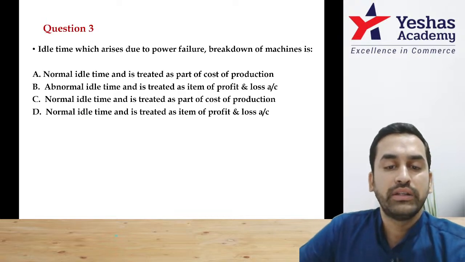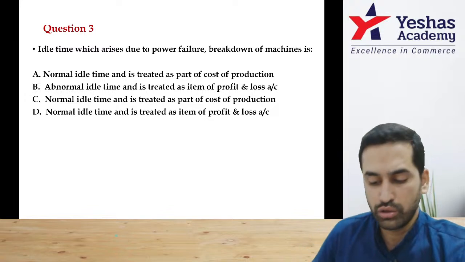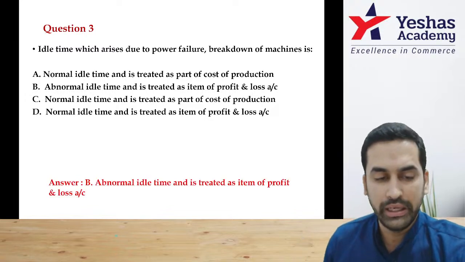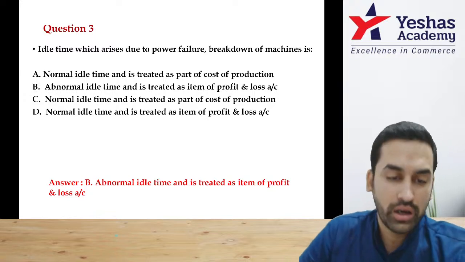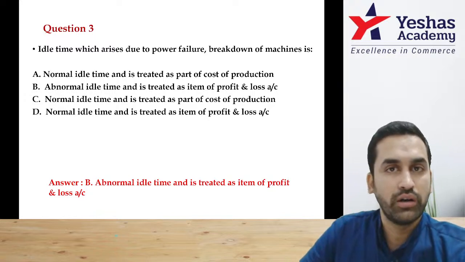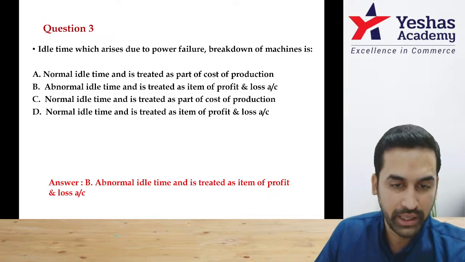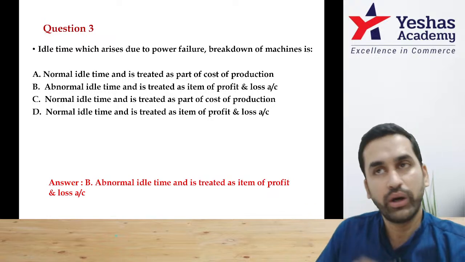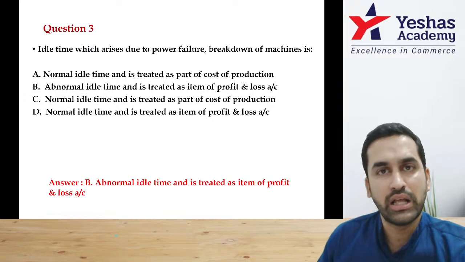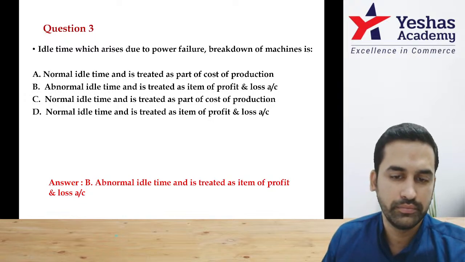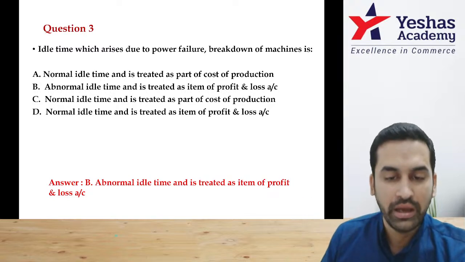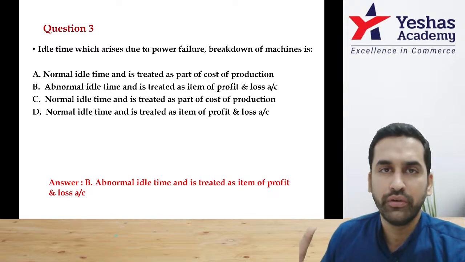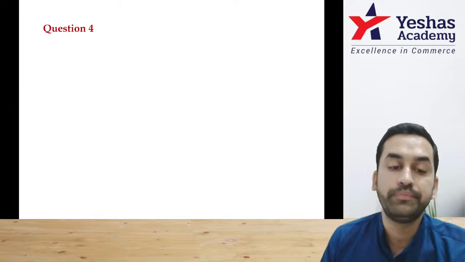Question 3. Idle time which arises due to power failure, breakdown of machines, this is also abnormal. Straight away option B, because all other 3 options say this is a normal idle time. That is wrong, wrong and wrong. It has to be abnormal idle time only. And what will you do once you call it abnormal? Transfer it to costing P&L account. Read option B, that looks perfect. Abnormal idle time and is treated as an item of costing P&L account.